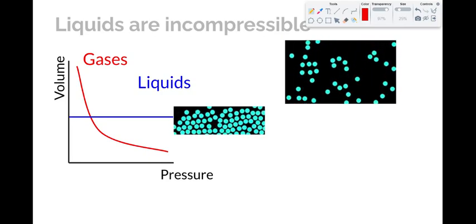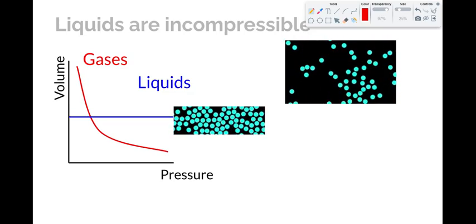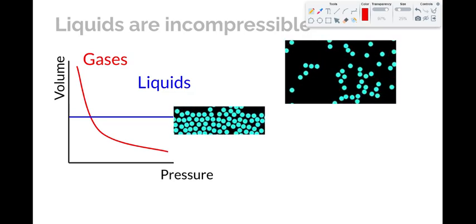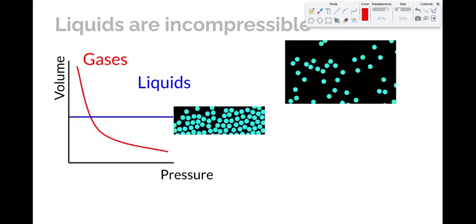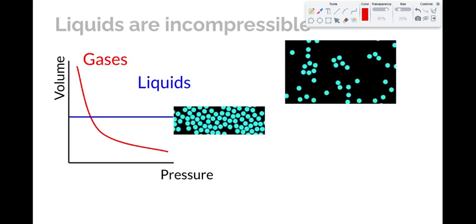But in liquids, the particles are already quite dense. They're very close to each other, and there's just not very much room. So when you try to push on them, there's just no place for them to go, and the volume just stays pretty much the same.